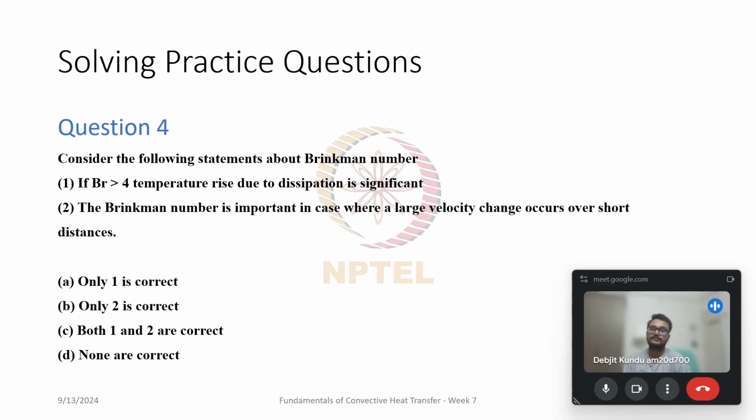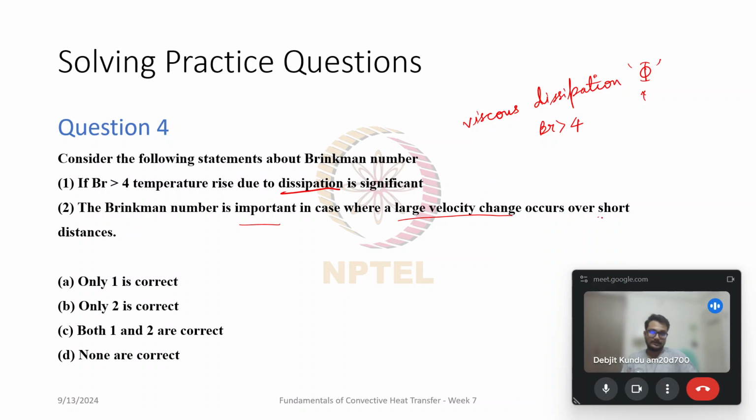So the first statement says that if Brinkman number is greater than 4, then temperature rise is due to dissipation. What I mean by dissipation here is viscous dissipation. It is often represented by a capital phi. So the first statement says that if Brinkman number is greater than 4, only then this phi becomes important. And the second statement says that the Brinkman number is important in case where a large velocity change occurs over short distances.